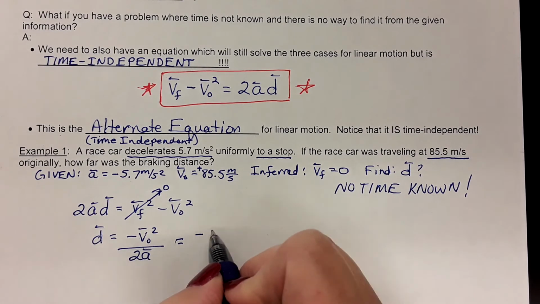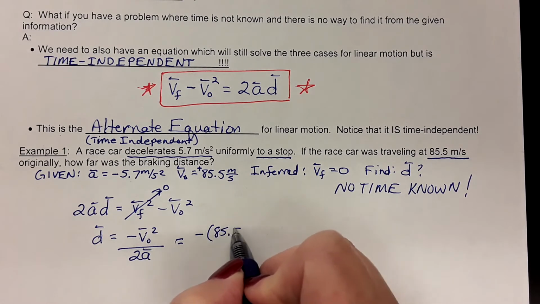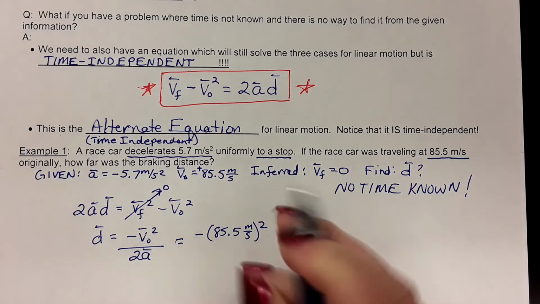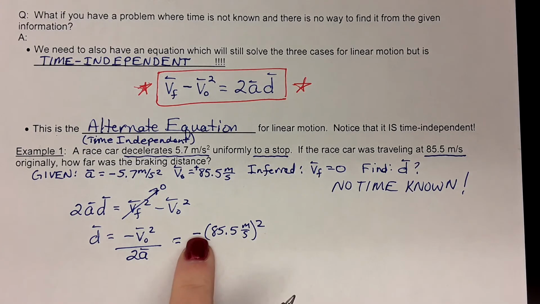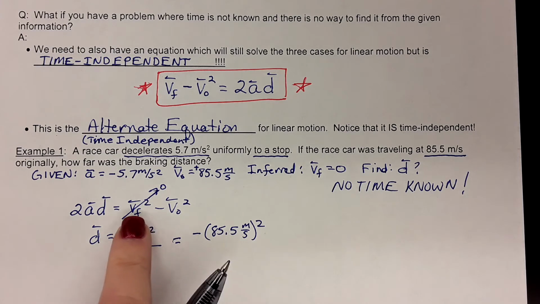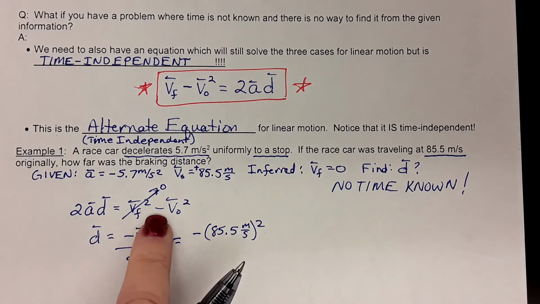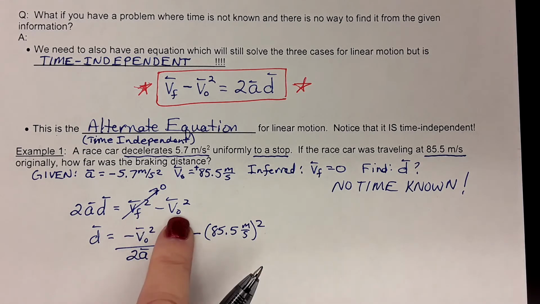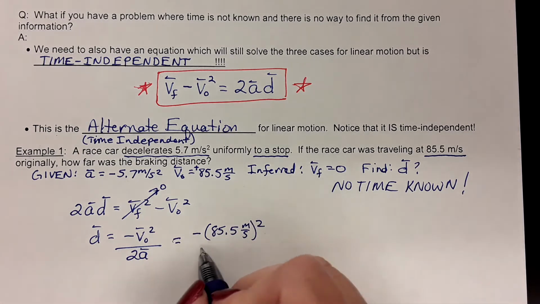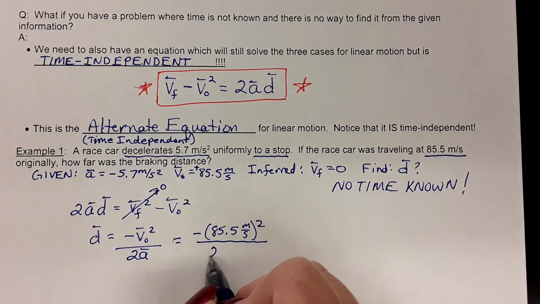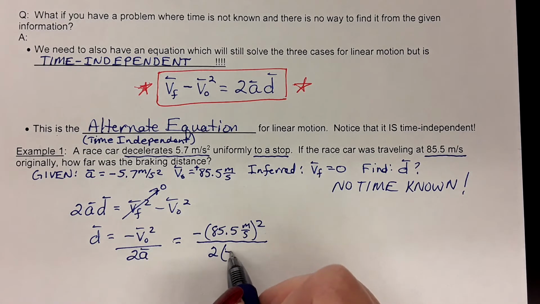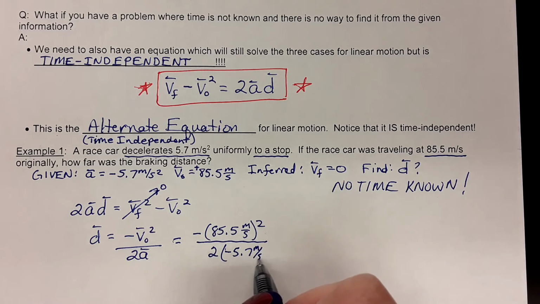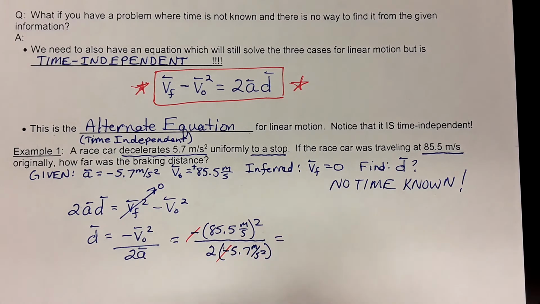So we get minus the quantity 85.5 meters per second squared. Now notice we're squaring the 85.5, not the minus sign. This is a term squared minus another term squared. It's the difference between two squares, okay? So you're not squaring the minus sign, but that's okay because look right down here. When we put in the acceleration, look what we have. So what happens here? Oh, look. Here's what happens. That one cancels with the one on the bottom because a negative divided by a negative is a positive.